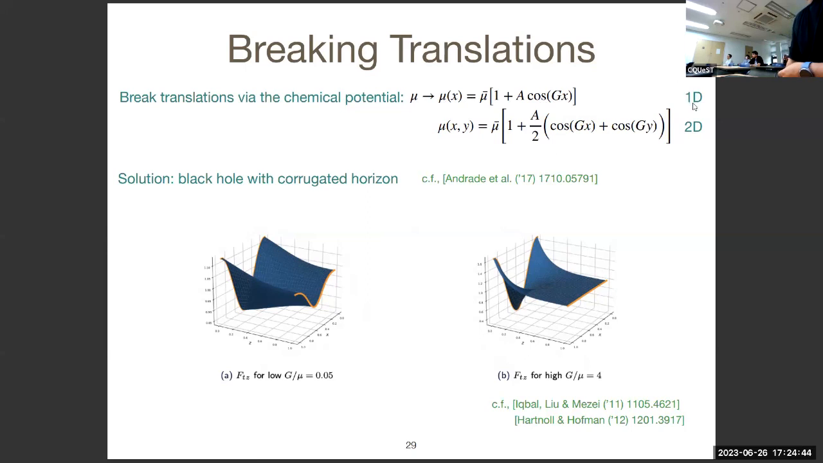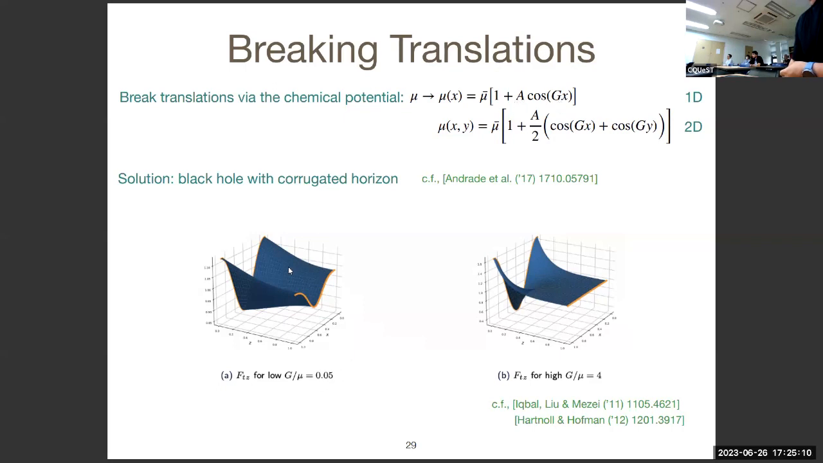So we can break translations in just one of the directions or in both of the directions x and y, and we'll do it by adding this chemical potential. Chemical potential, of course, is just the boundary source for the gauge field. And that's it. You just solve.